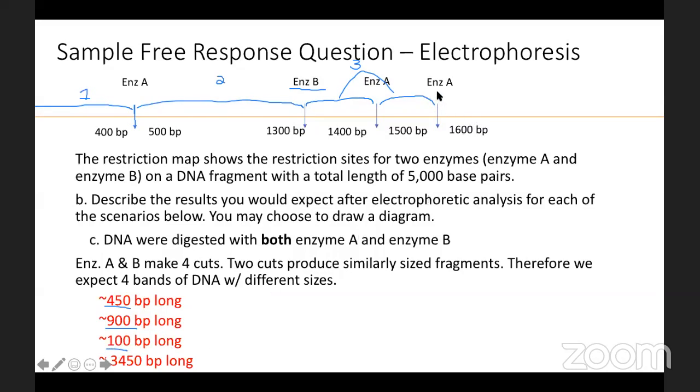And then this last one is going to be the same as last time. It's going to be 5,000 minus 1550. So when we do the math, we get 3450 base pairs in length. All right. And so that is the double digest results. We're going to end up with 4 cuts. 2 cuts produce similarly sized fragments, and so we expect 4 bands with different sizes.